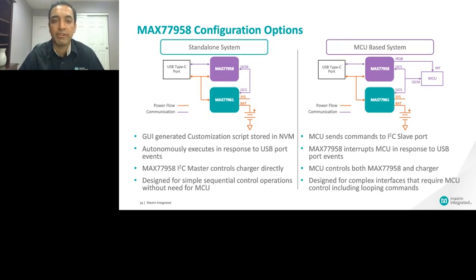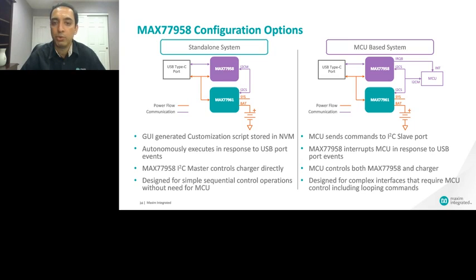The MAX 77958 still performs the main USB detection and provides the status information that can be polled by the MCU. The 77958 can generate interrupts that allow the MCU to only poll when needed, instead of having a periodic function that just continuously reads from the MAX 77958. This allows the MCU to be offloaded from all of these complex actions that may happen on the Type-C port.